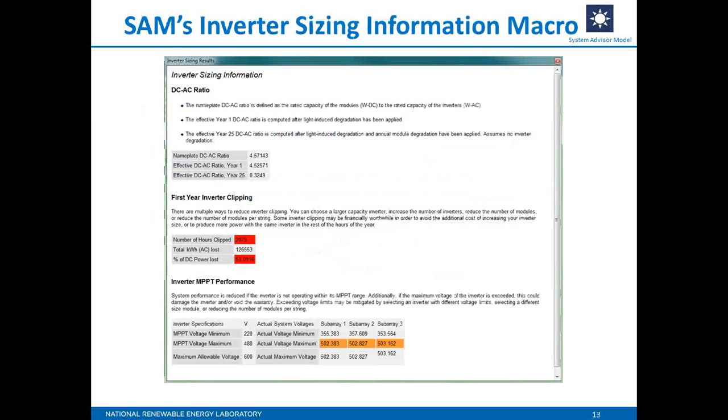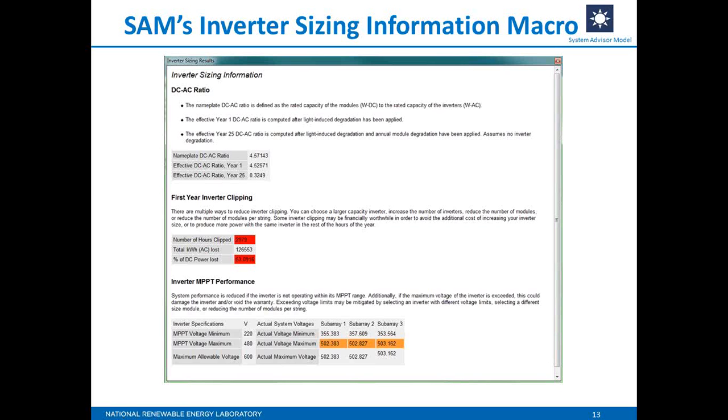So everything that I just talked about may seem like a lot of information to keep track of, but to help you do that, we've added an inverter sizing information macro to the PV model in SAM. If you set up your case as you want it, then go to the Macros button under the Simulate button, you'll see a list of macros, one of which is called Inverter Sizing Information. Running this macro will run a simulation of the system that you have set up in the case in SAM and produce an HTML window like the one shown here with a bunch of information about inverter sizing.